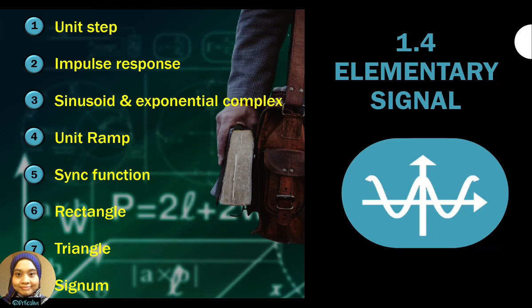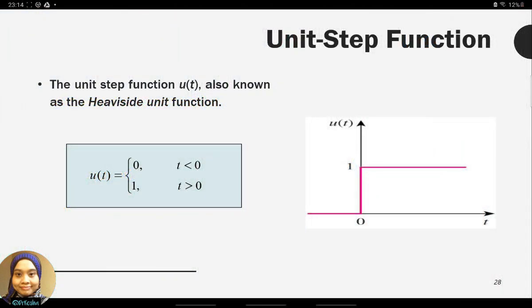And next is the elementary signal, or certain books call it the basic signal. Here I put 8 types of elementary signals, and I will explain them one by one in this video. First is the unit step function, or mostly we use it as u(t), also known as the Heaviside unit function.